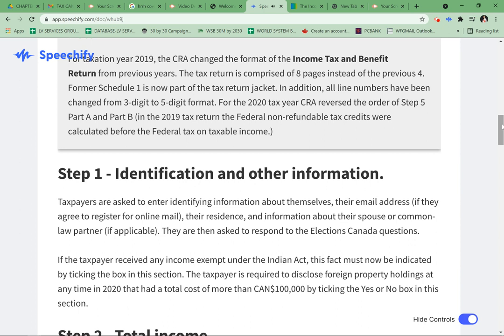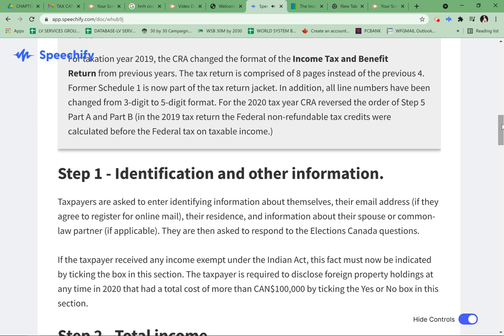Step 5 Federal tax. Step 5 contains the former Schedule 1 and is divided into 3 parts. Part A Federal tax on taxable income. In Part A, the federal tax is calculated based on the taxpayer's taxable income. Part B Federal non-refundable tax credits. In Part B, the non-refundable tax credits a taxpayer is entitled to are compiled and the total amount is calculated. Part C Net federal tax. Finally, in Part C, the non-refundable tax credits and certain other credits are deducted from the federal tax to arrive at the net federal tax.